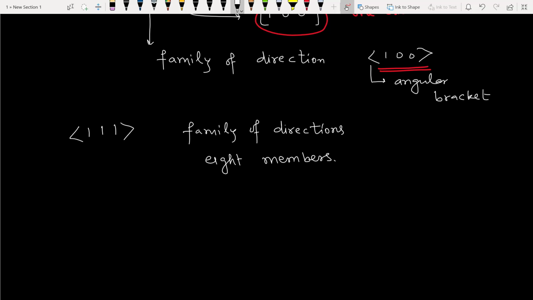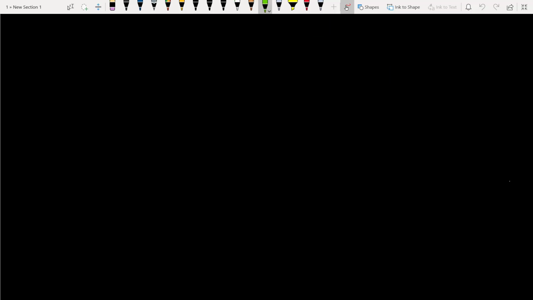Because about a point, we will be having 8 cubes, 4 in the same plane, 4 below, and we will be having 8 body diagonals, and all those body diagonals are represented with this angular bracket. So this is how we represent the directions using Miller indices. So now we have learned how to specify the directions in a crystal.